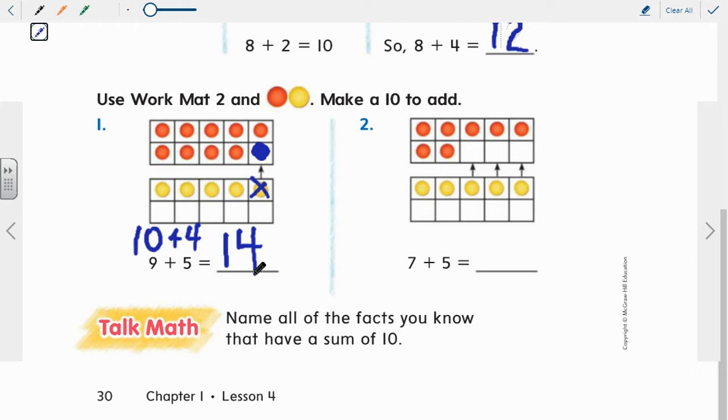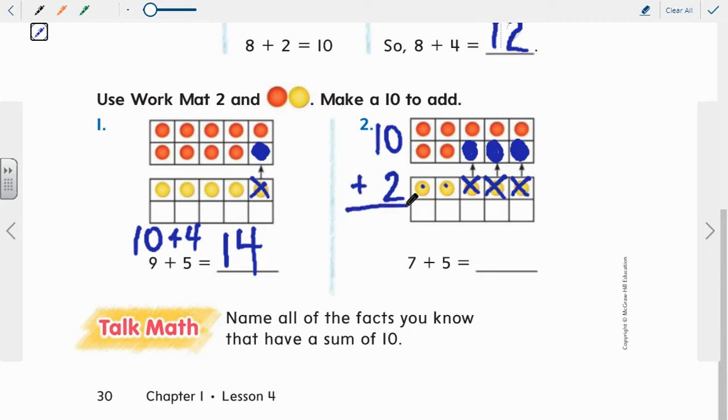All right, so I'm going to go ahead and do this one now. My first one right here is going to go up into my top 10 frame. My next one is going to go up into my 10 frame. And my last one is going to go up into my 10 frame. I filled in all the spots on my top 10 frame, and now I can rewrite my problem. Now I have 10 up here. And how many do I have? 1, 2. So my new problem is going to be 10 plus 2.